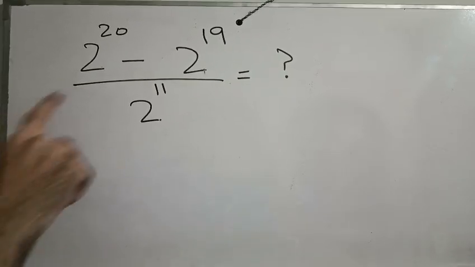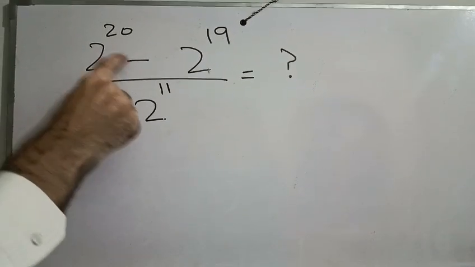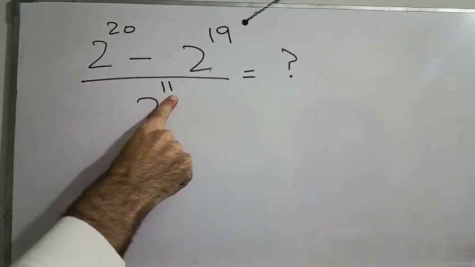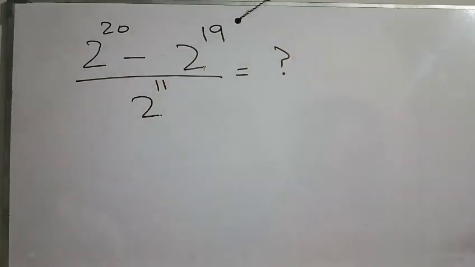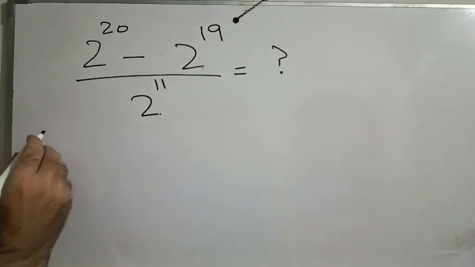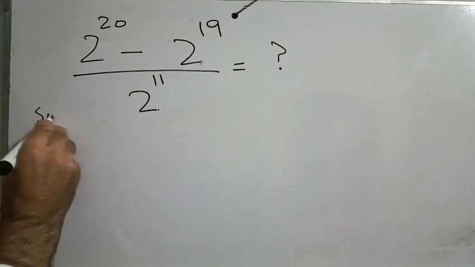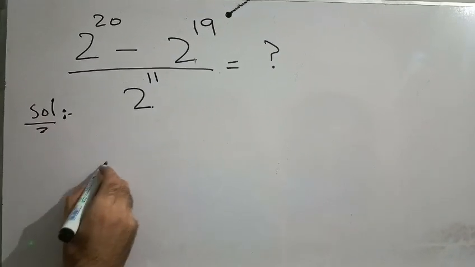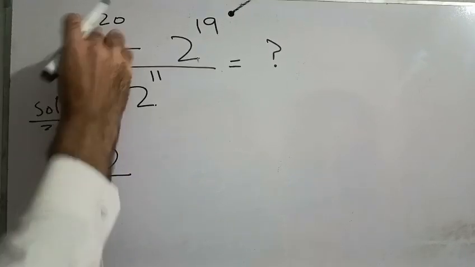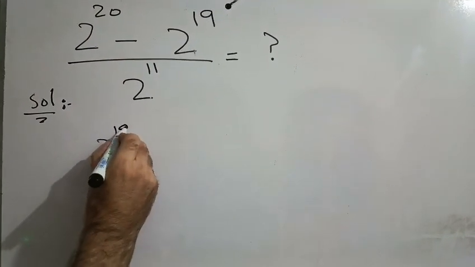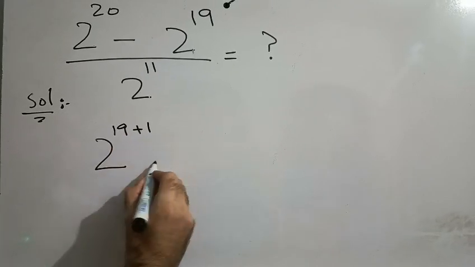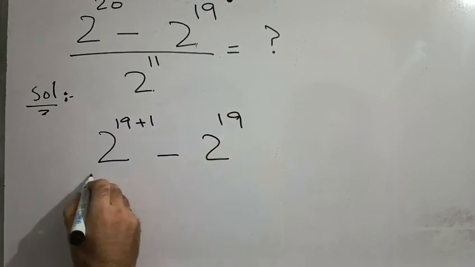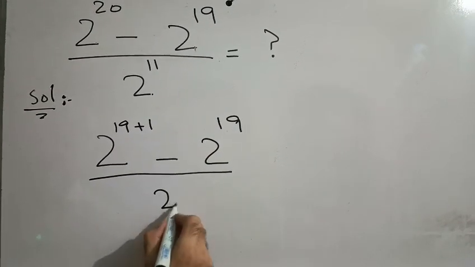This is the given question: 2 raised to the power of 20 minus 2 raised to the power 19, divided by 2 raised to the power 11, is equal to what? So let's try to solve this question. We can write 2 power 20 as 2 power 19 plus 1, minus 2 power 19 into 2 power 11.